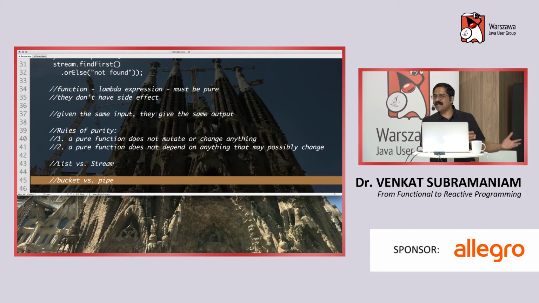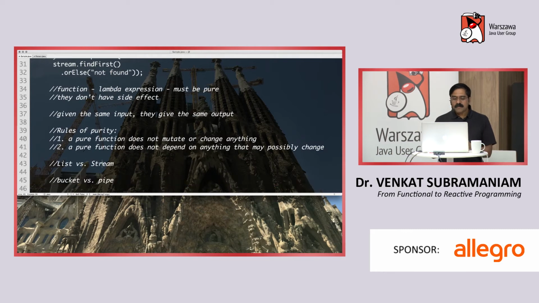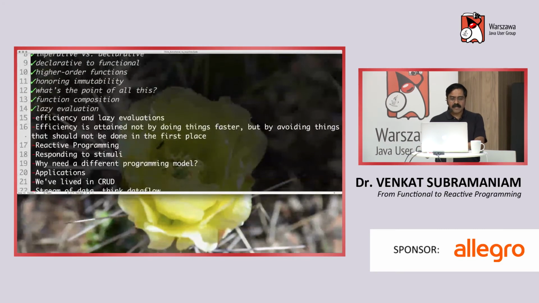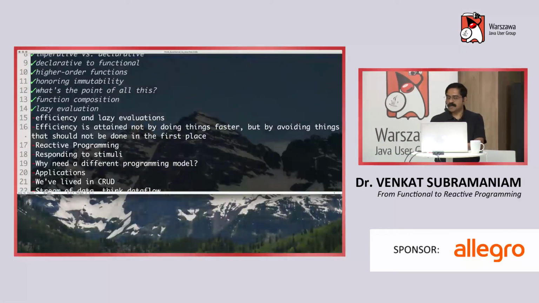And that is exactly what we're doing here. While a list or a set is a bucket or a container, a stream often is just a pipeline. But it's a pipeline that's evaluated lazily, and that is one of the most charming features of functional programming.